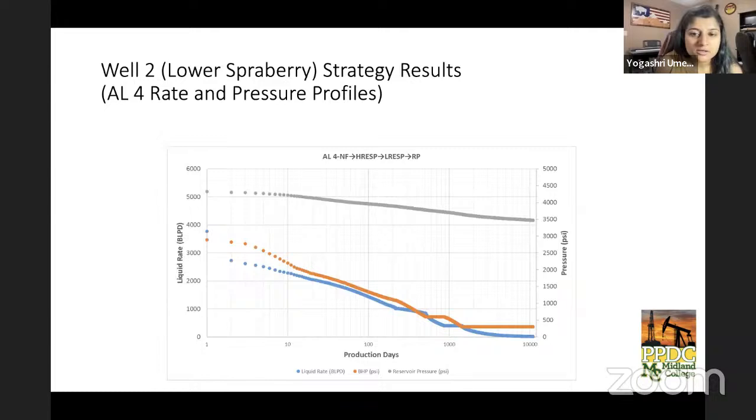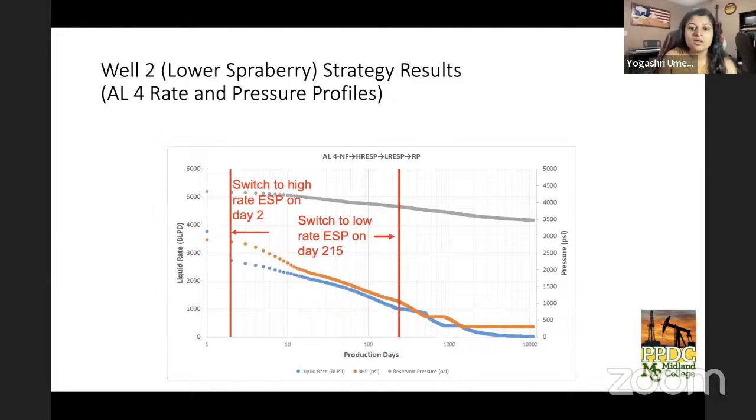You'll notice over here that Lower Sprayberry results were a little bit different in that you switch to an ESP on day 2. You immediately turn on the well with an ESP on day 2, and then you switch to a low rate ESP on day 215, and then you switch to a rod pump 3 years in the program.